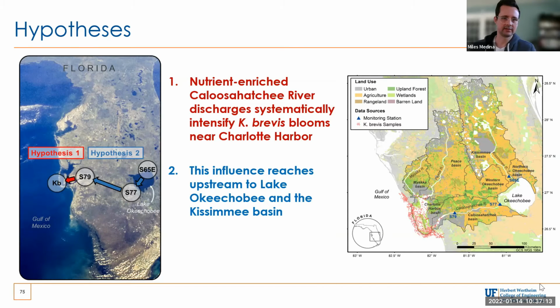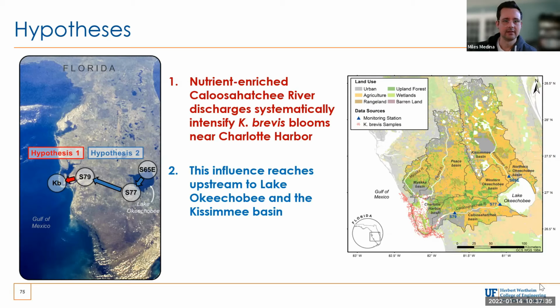All right, so the 2020 study showed us that Caloosahatchee River nitrogen influences nearby blooms, but what we're really interested in is whether nitrogen is intensifying the blooms. That is, is it making the blooms worse? So this is our first hypothesis. We look at the relationship between blooms near Charlotte Harbor and conditions in the Caloosahatchee River at station S79.